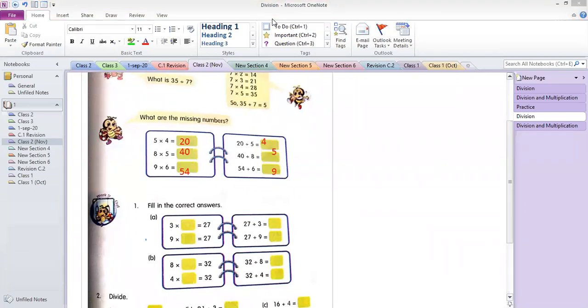9. Very good. So 27 divided by 3 equals what? 9. Very good, because 3 multiplied by 9 equals 27. So if you divide 27 by 3, you will get 9. Okay, very good.